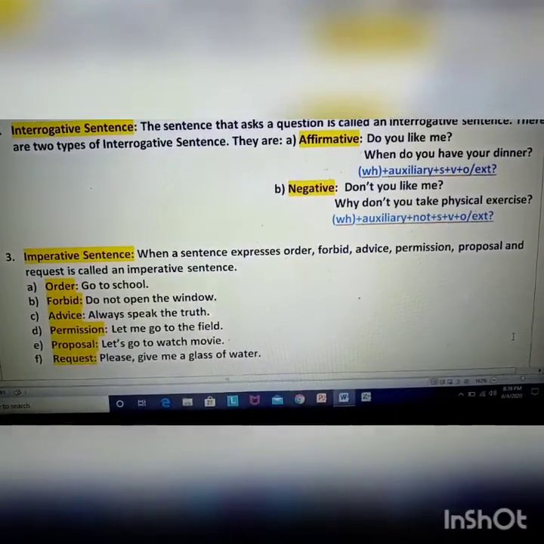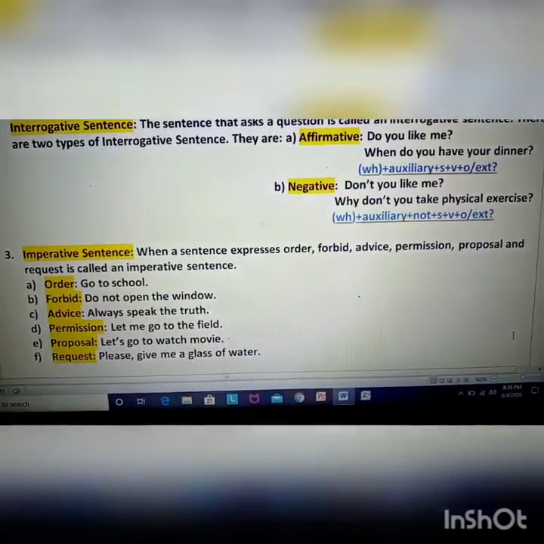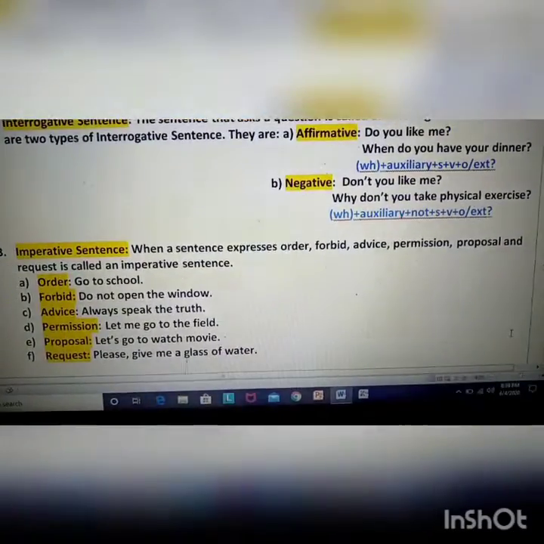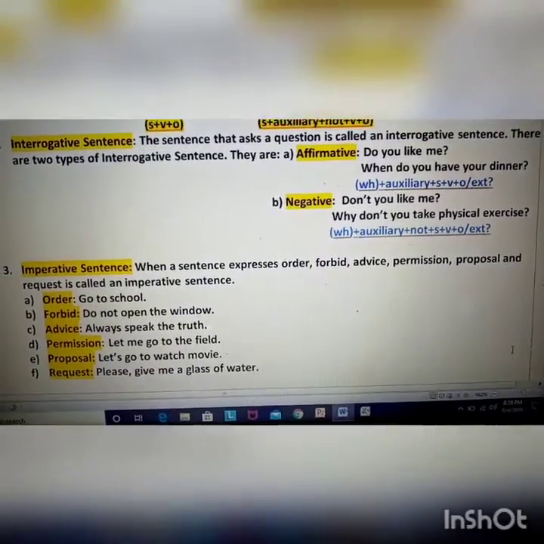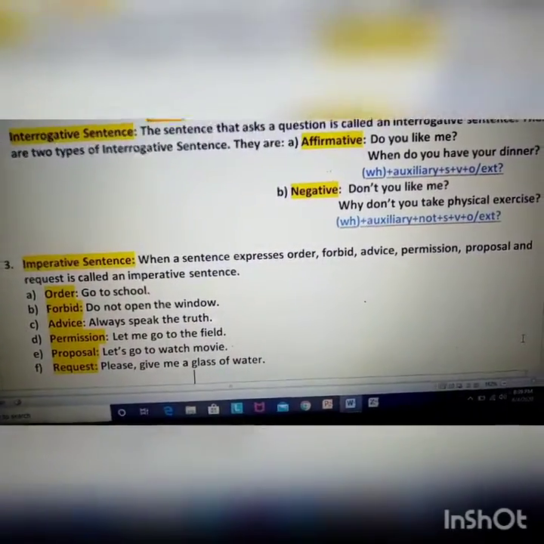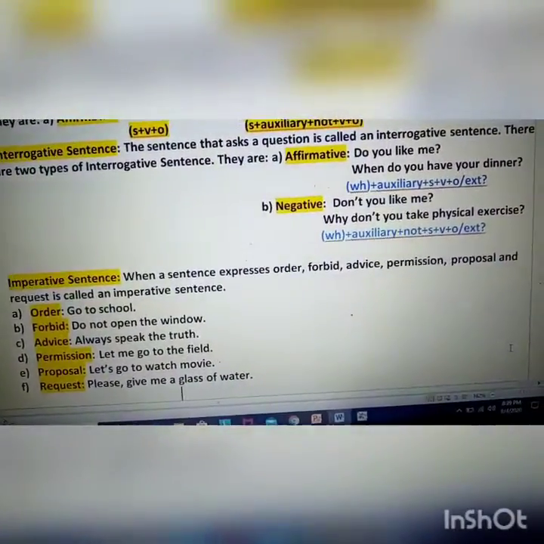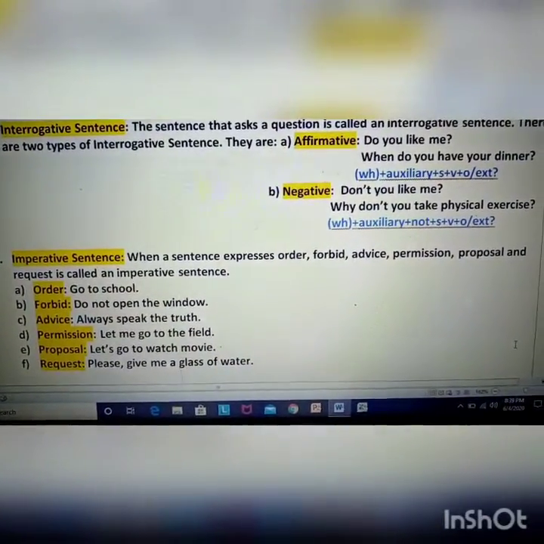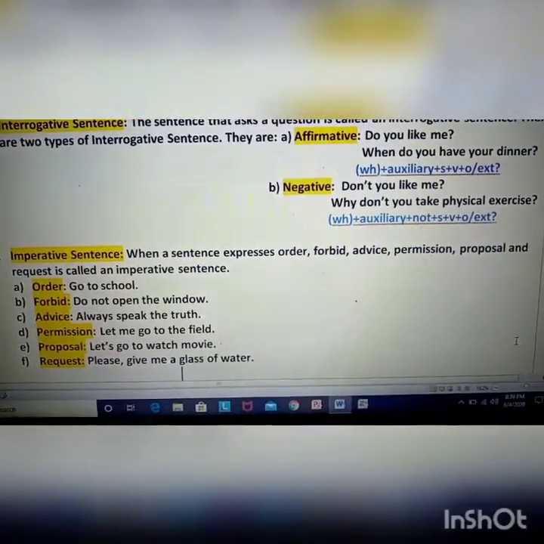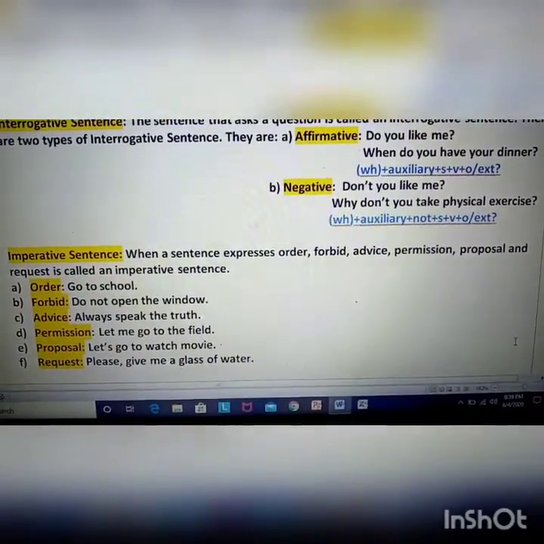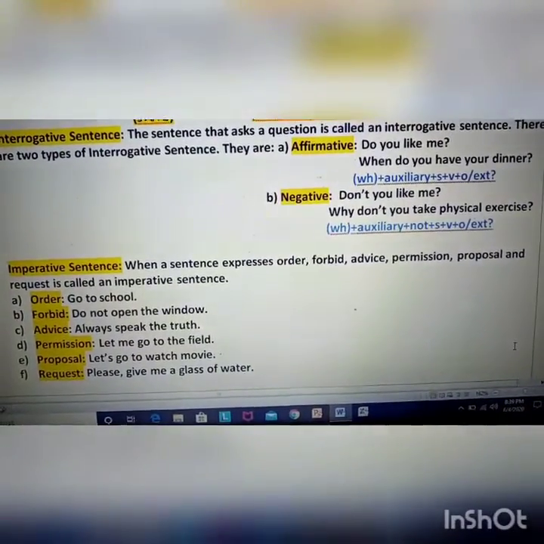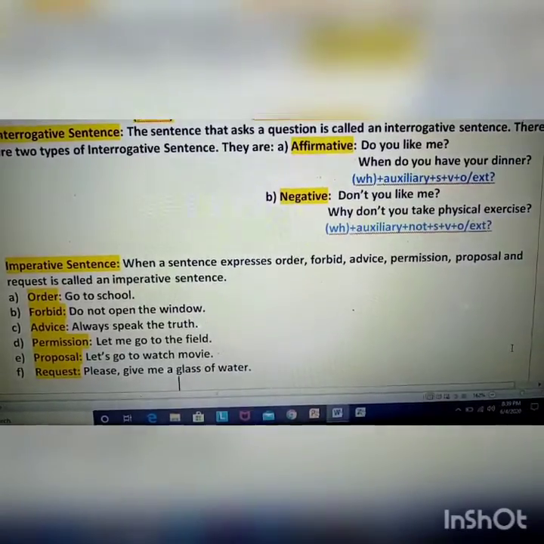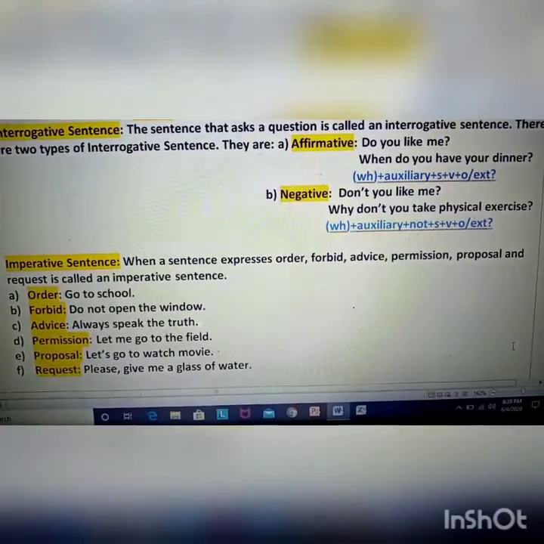A yes no question means the question that starts with an auxiliary verb. On the screen we can see, "Do you like me?" Here the interrogative sentence starts with the auxiliary verb "do", so there is no use of a WH question. So, "Do you like me?" We can answer this question only with yes or no. That's why this question is named a yes no question.